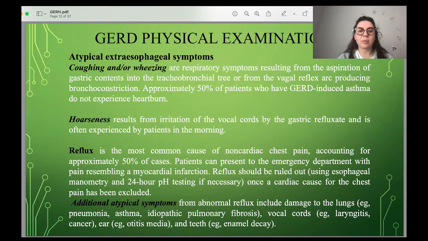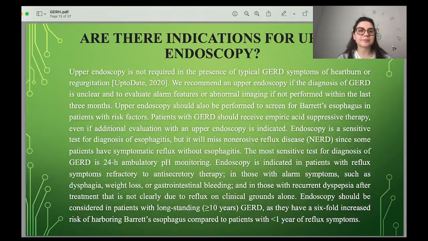They range from abnormal reflux, include damage of the lungs like pneumonia, asthma, idiopathic pulmonary fibrosis. It can be vocal cords like laryngitis or cancer. It can be ear problems like otitis media and teeth problems like enamel decay.